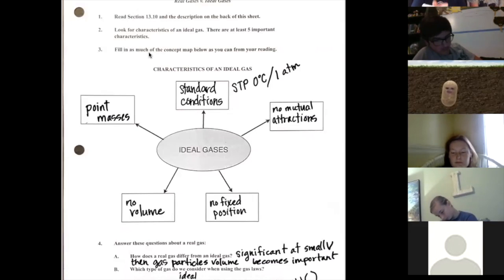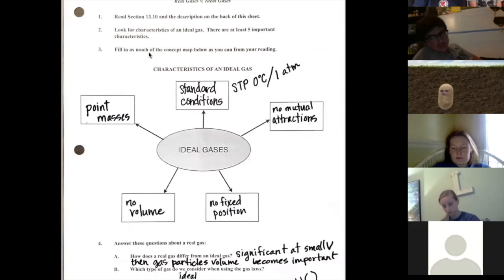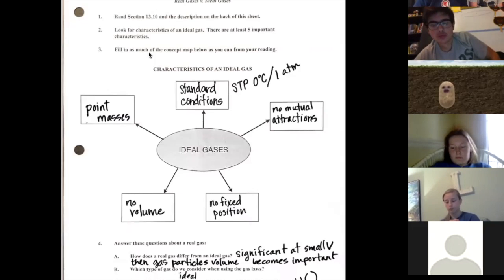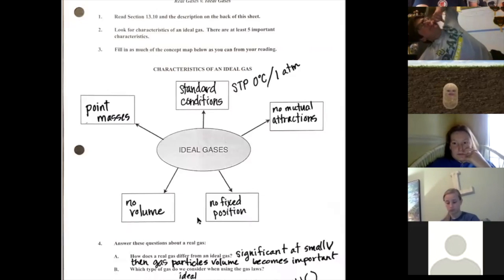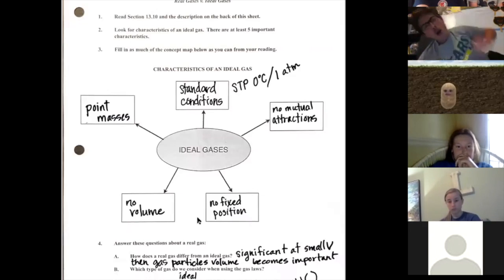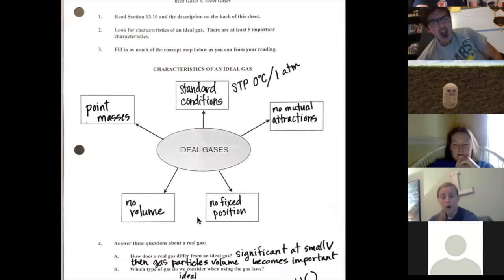On the flip side of this sheet is a text reading you're welcome to read. There's also a section in your book titled The Ideal Gas Law. You can read that to get more information or to see how it's explained in a different manner. So that's really just the background, and now we can talk about the ideal gas law. I'm going to pause for a second. If you have questions about this, you can go ahead and unmute yourself and ask the question.